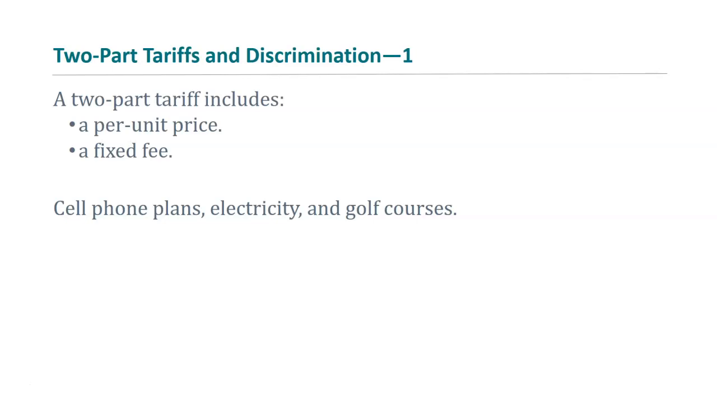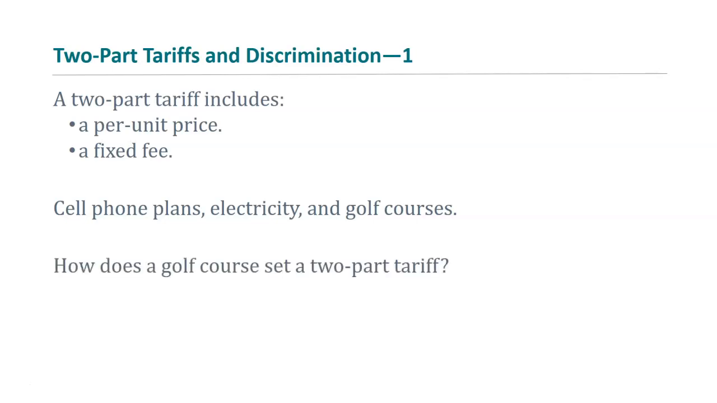So you pay something to be a member of the golf course or the golf club, and then you pay something each time you come to play, right? So you pay a fixed fee just to be able to come and play, and then you pay a small price every time you want to come and play. Electricity, you pay some fixed fee just to have electric service, and then you also pay per kilowatt hour that you use, similar with cell phone plans.